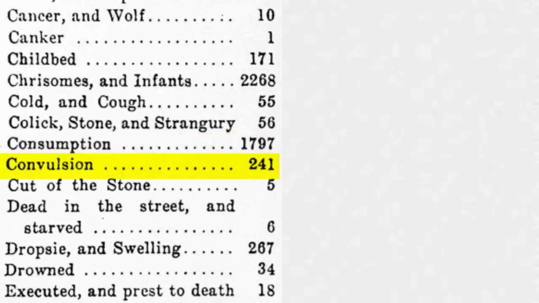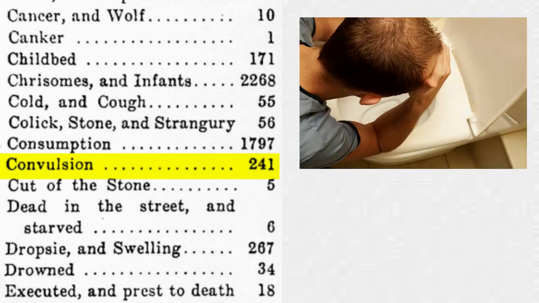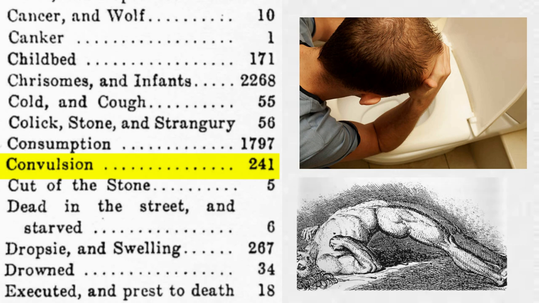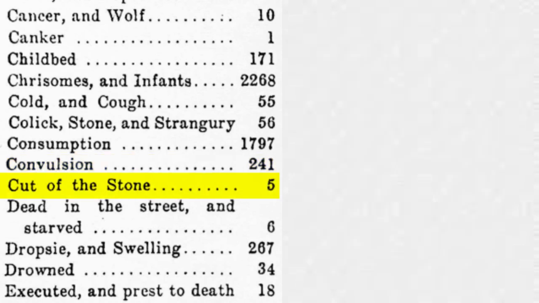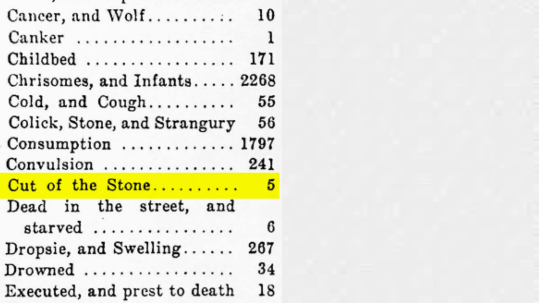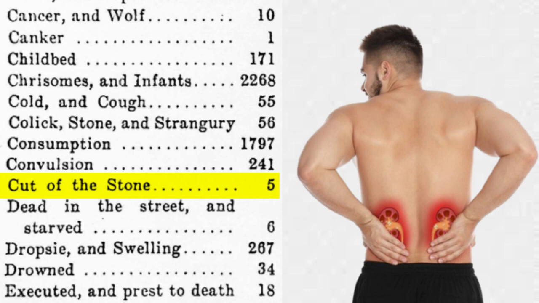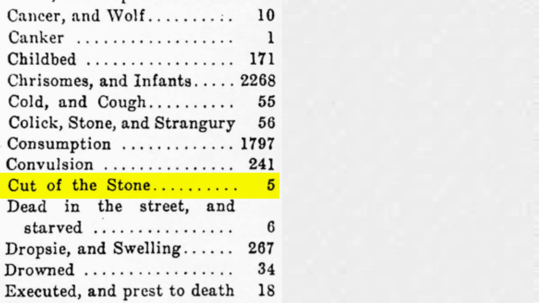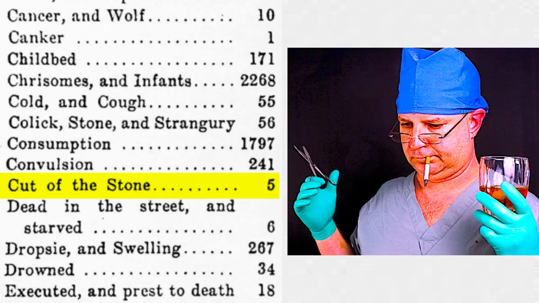their victims. I thought convulsions were vomiting, but according to our sources, it's more likely that they were referring to a disease similar to tetanus here, where the body would stiffen and draw up. Either way, convulsions killed 241. Next, we have another quirky one, with 5 dying of something called cut of the stone. Those who died in this way were trying to avoid becoming part of the 55 who died of kidney stones by undergoing surgery, but died in the process.